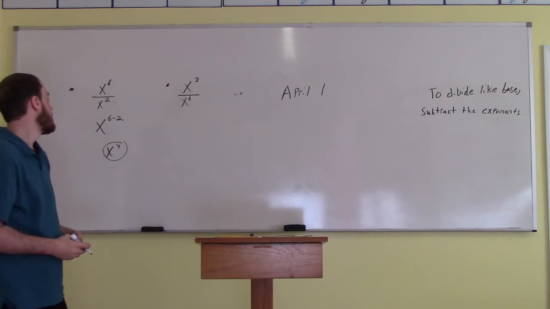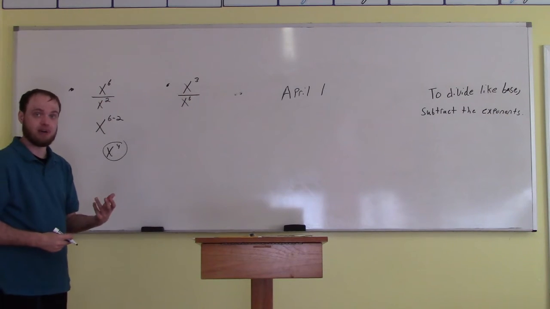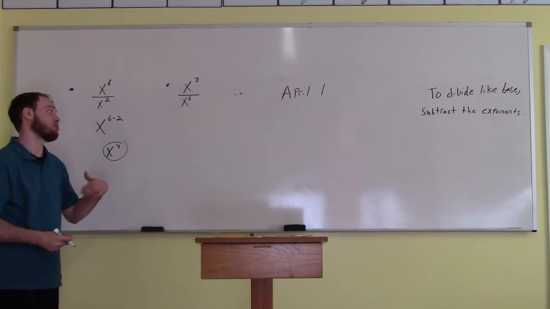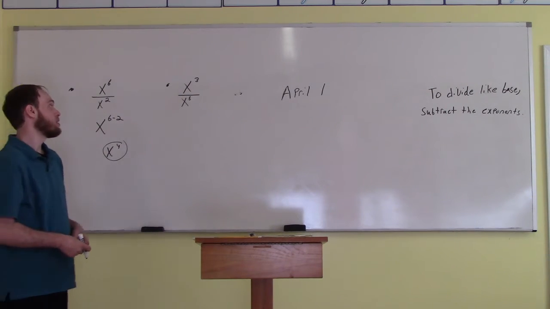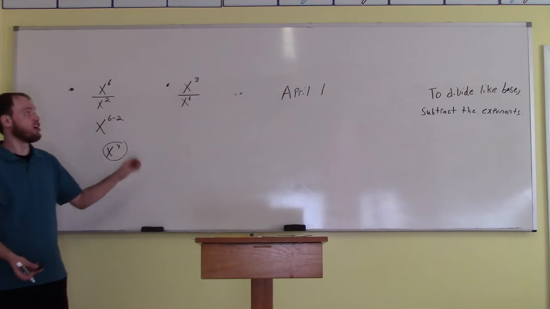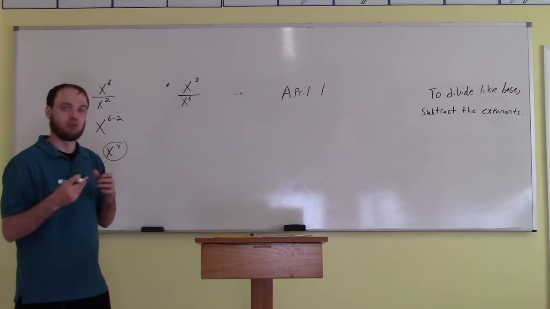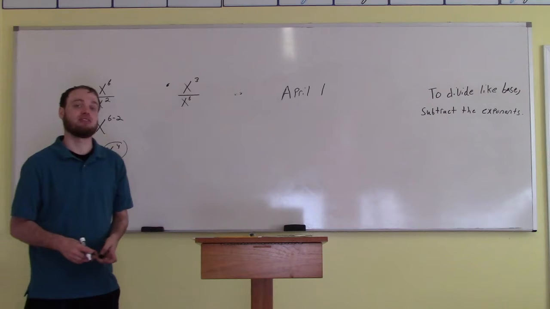When we have x to the 6th divided by x squared, the x is the base, and when we divide, we're going to subtract exponents. So divide, you subtract exponents. Okay? So that's one example. Here's another example, which is just going to be the next little wrinkle in it. They give you x to the 3rd divided by x to the 6th.